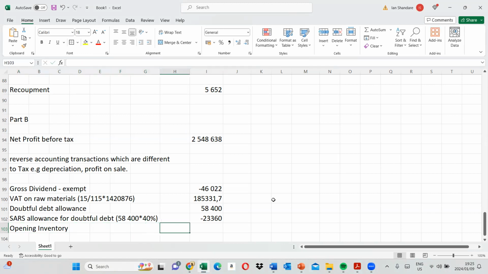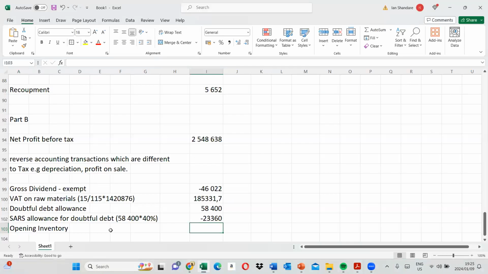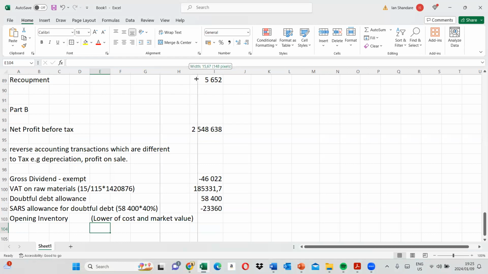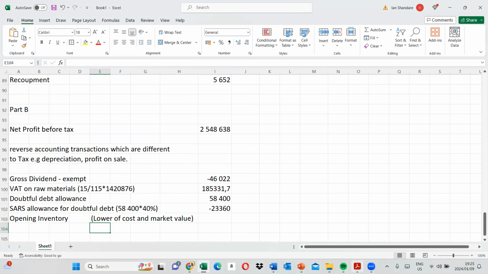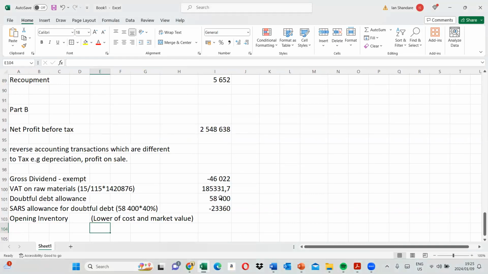So opening inventory, in this case, we're going to include it. It's at the lower of cost and market value. That's the amount that we include when you're dealing with the calculation. Both accountants and SARS use the same rule. So what is the lesser now? It's 658,741. So in this regard, this is opening inventory. What do we do with opening inventory? We deduct it. Then we have closing inventory.